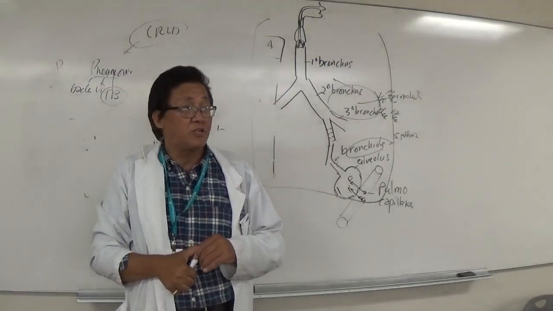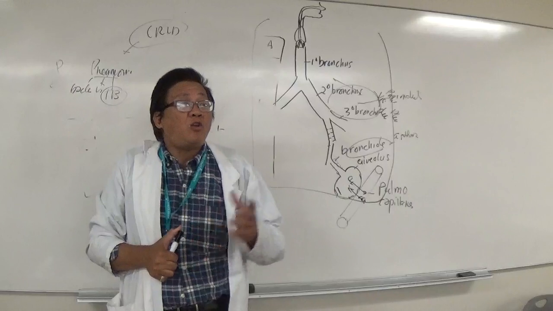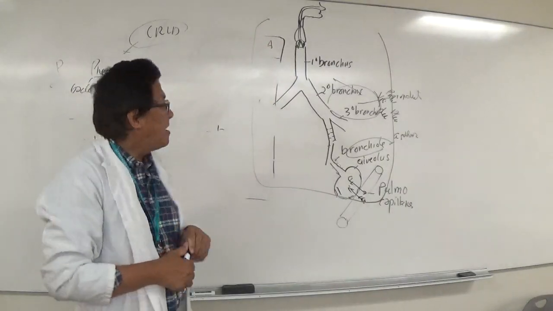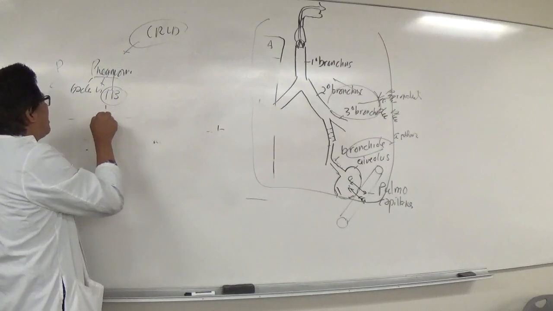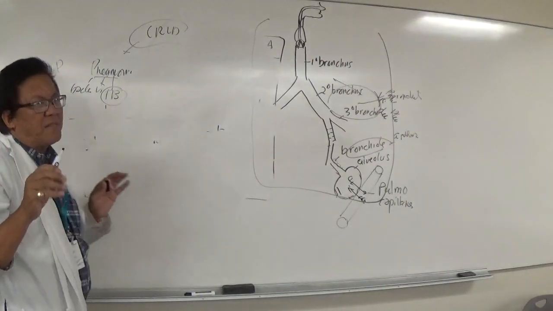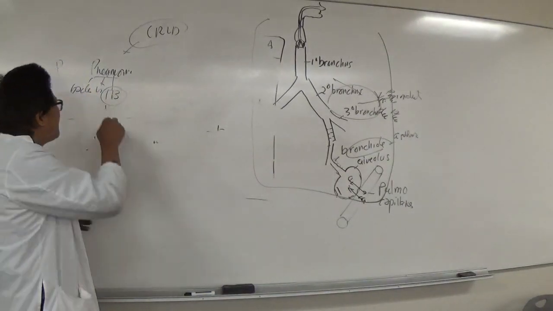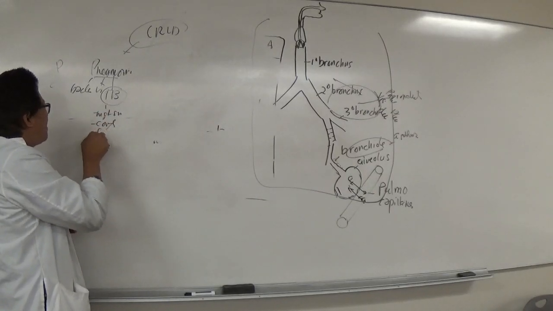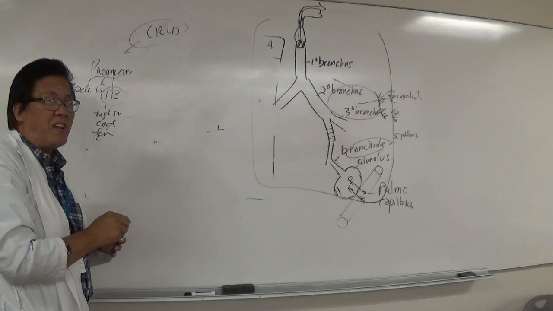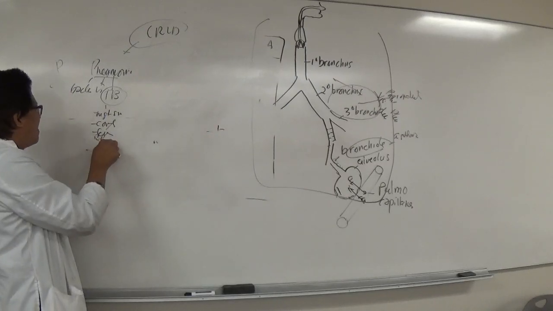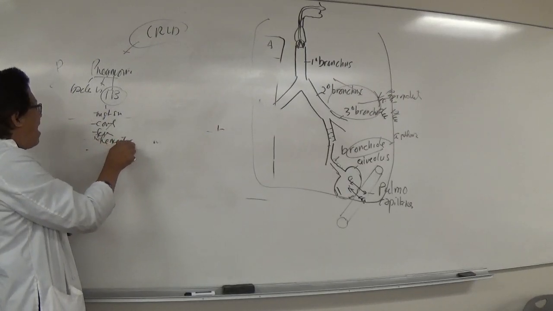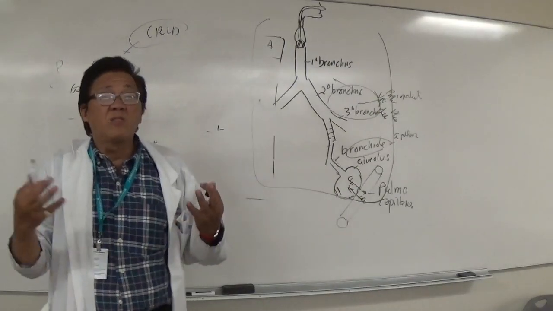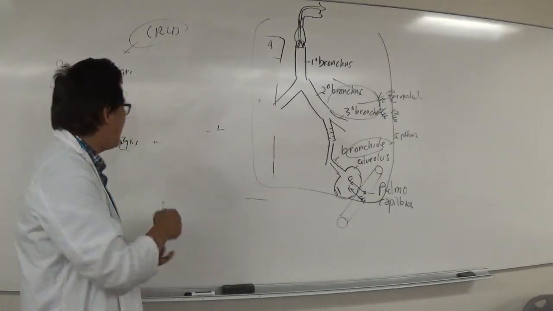Mycobacterium tuberculosis, right? Okay. And how do we get this? Air, droplet spray, right? Okay. And what are signs and symptoms here? Basically, fever, night sweats, okay, cough, and in worst cases, you have, what is hemoptysis? Blood. Okay, coughing out blood in sputum. In severe cases, coughing, loss of weight, loss of appetite, right?